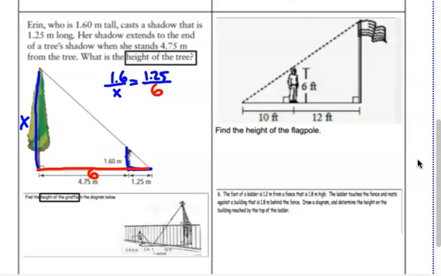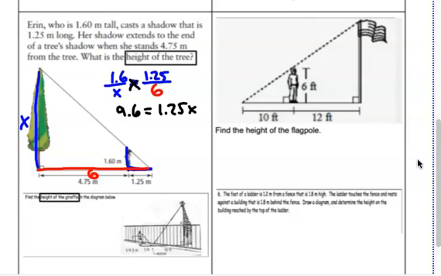We're going to use 1.6 over x equal to 1.25 over 6, cross multiply. Okay, we get 6 times 1.6 gives us 9.6, and that's equal to 1.25x. Okay, we're dividing 9.6 by 1.25. And that gives us that the tree is 7.68. Our unit is meters tall.